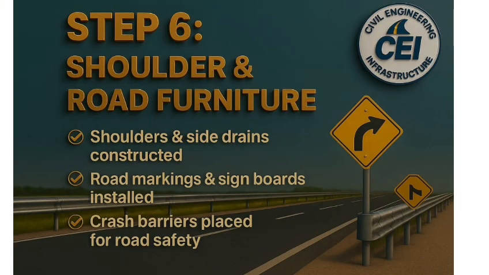Step 6. Shoulder or road furniture. With the main pavement complete, attention shifts to shoulders and road furniture. Earthen or paved shoulders are constructed along with side drains for proper stormwater drainage. Road markings and signboards are installed to guide road users. Crash barriers and safety installations are placed at critical locations such as curbs, bridges, and embankments. These works ensure not only functionality but also the safety of highway users.